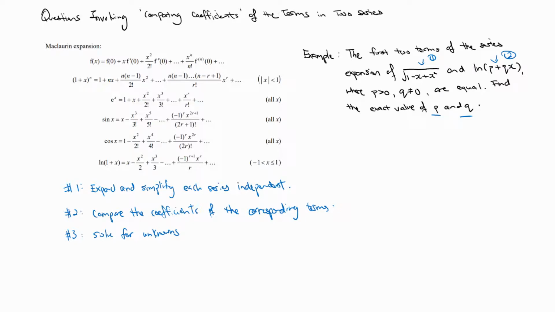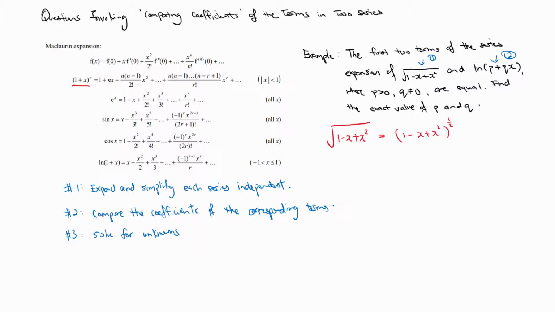So let's go ahead and solve this question, and then we'll see how steps 1 to 3 unfold. Step number 1: let's expand each of them independently. Let's use red color so that it's easier to see. This is none other than 1 minus x plus x squared to the power of half. If you recognize this, we know that in order to expand this, we are going to use the binomial expansion in our Maclaurin expansion formula sheet.